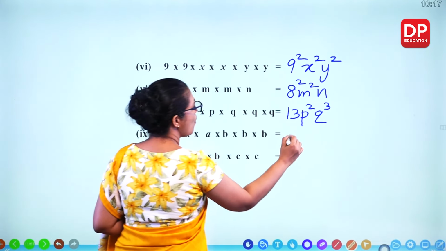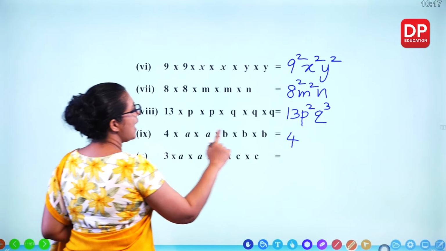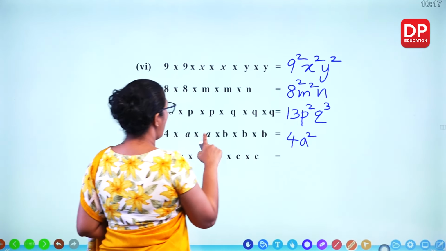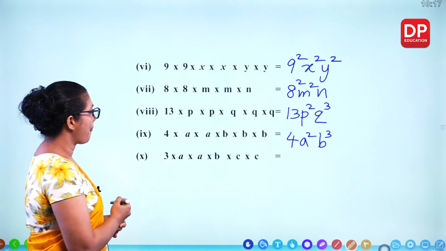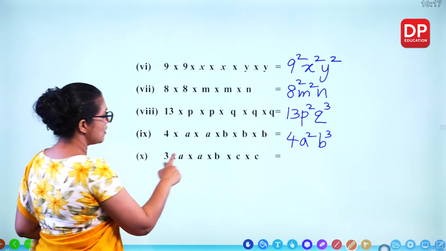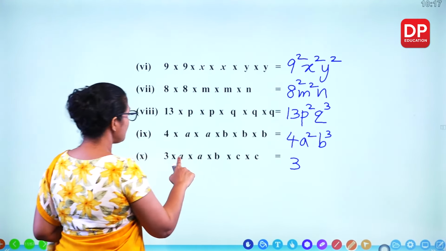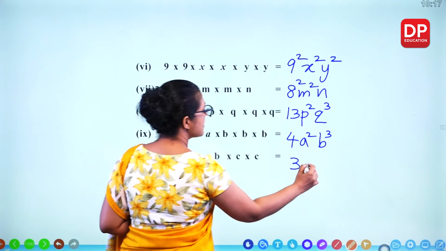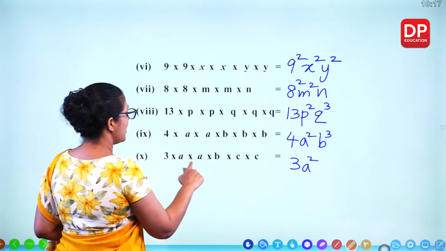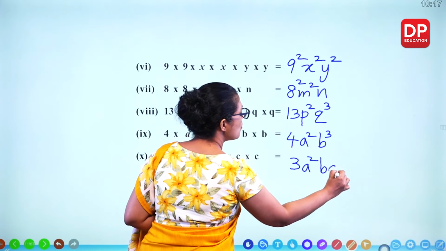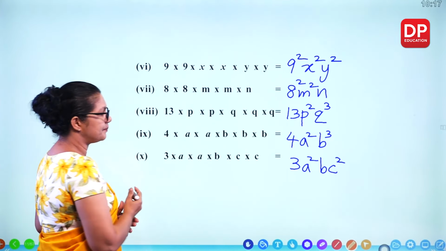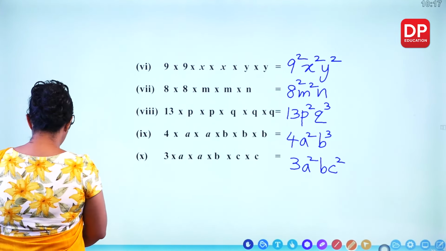Here 4, 2 a's and 3 b's. This one 1 3. Here 2 a's and 1 b and 2 c's.